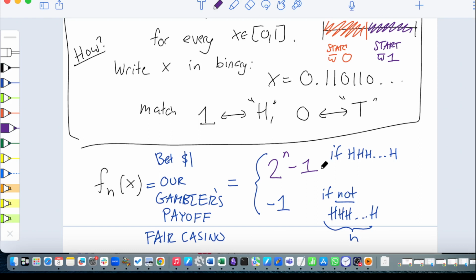If you win again, you double. And how many times did you double? N times. So that's why it's 2 to the n. You doubled your bet n times. If you win, then you walk away and you win. If at any point you lose, then you lose your whole bet and you leave in your set.